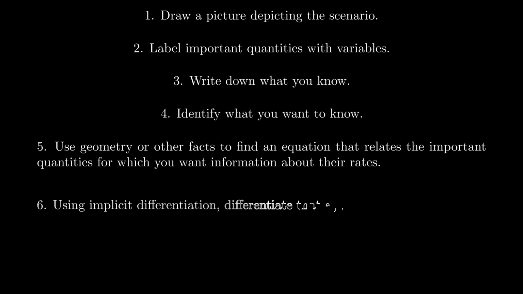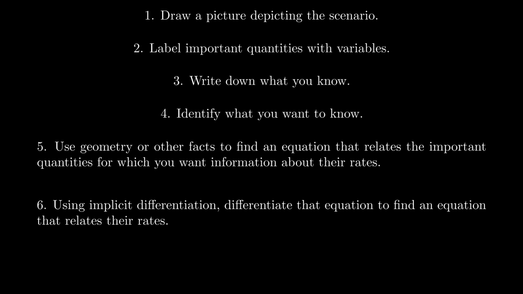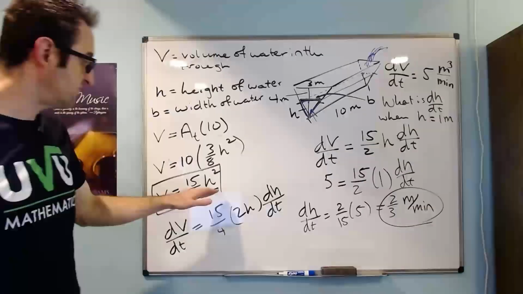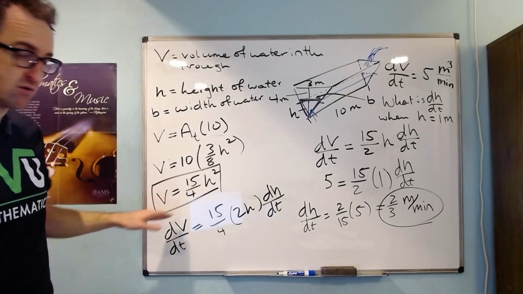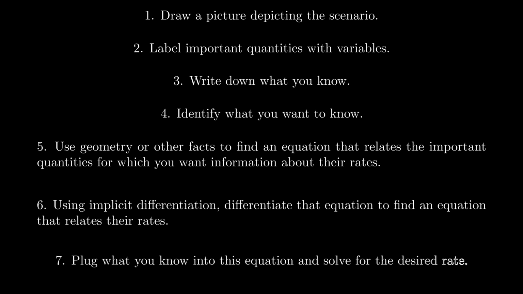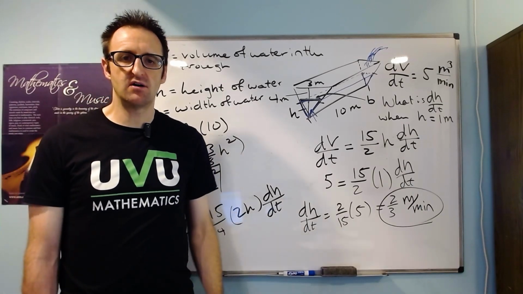Taking its derivative produces a relationship between the rates of change, and this is why we call it a related rates problem. This equation here is how the rates are related if this was how the volume and height were related in the first case. Now at this point, all you have to do is plug in the information you know and solve for the dH/dt as you go. And that's pretty much it for how you solve a related rates problem.